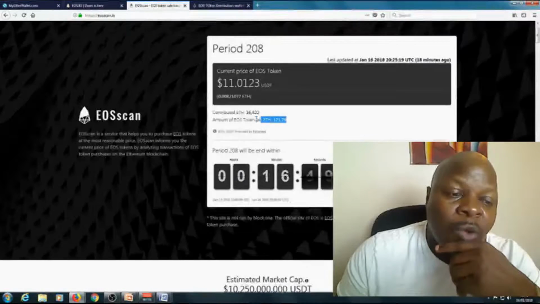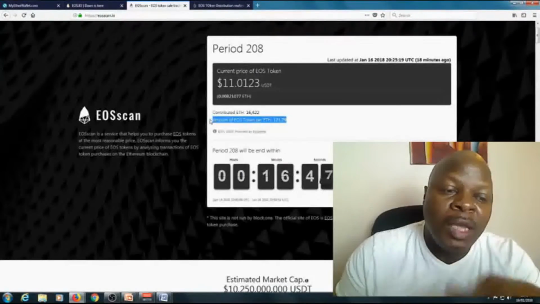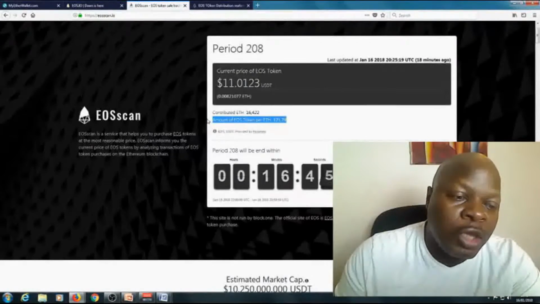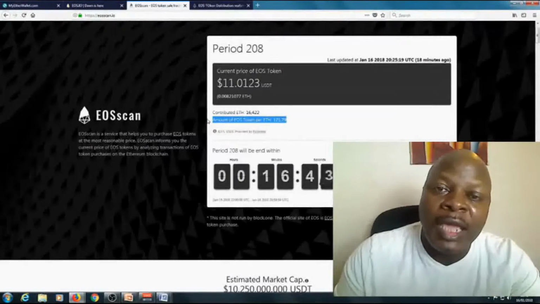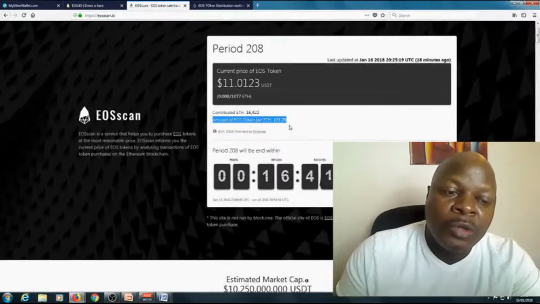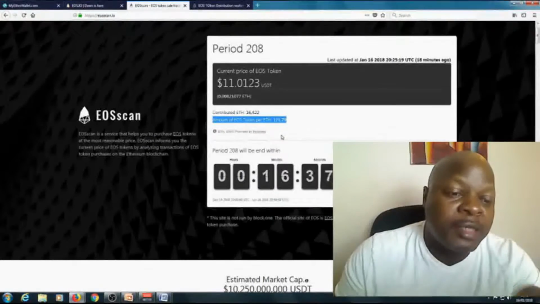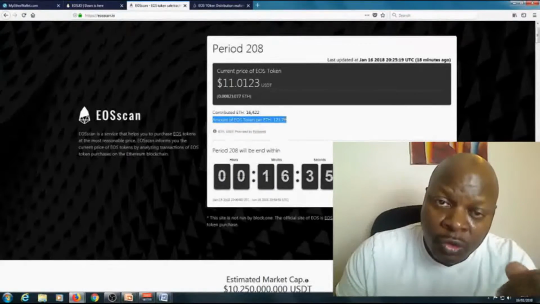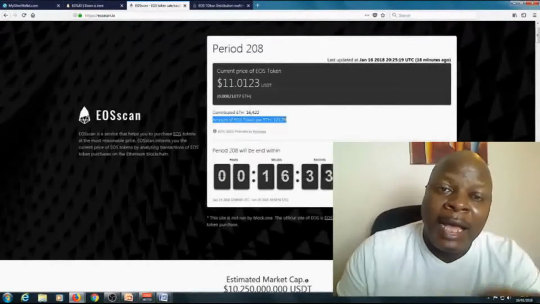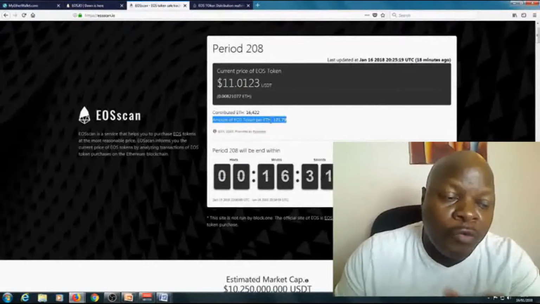Now if you look at where I'm highlighting now, it tells you how many EOS tokens you would get per ether. So now it's showing 121 and a bit, but that continues to pull back and pull back as more and more people bid for it.